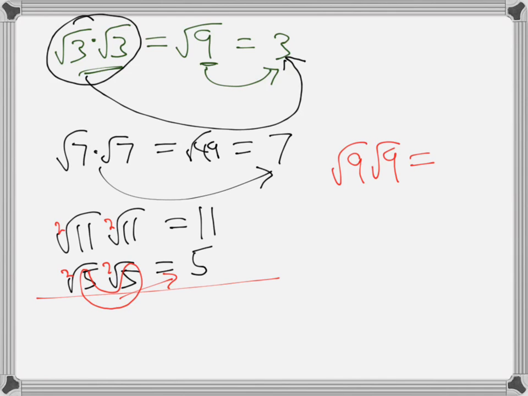So, here we go. Sometimes verbally helps. Square root of 3, square root of 3: plain 3. Square root of 7, square root of 7: plain 7. Square root of 11, square root of 11: plain 11. Square root of 5, square root of 5: plain 5. Square root of 9, square root of 9: 9. Not 3. Yeah, but the square root of 9 is 3.